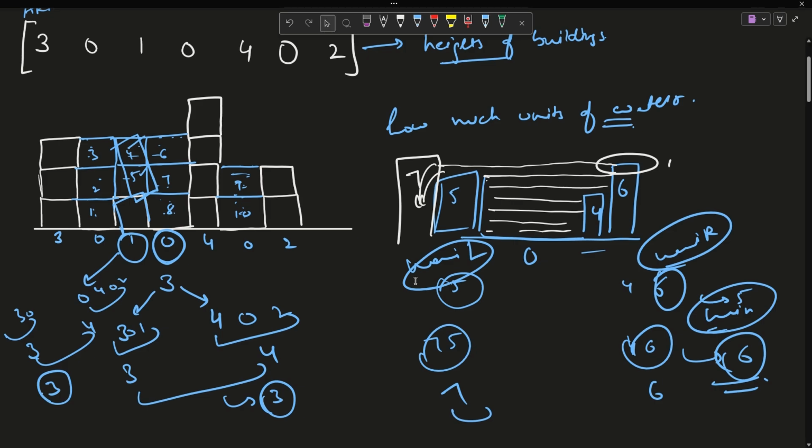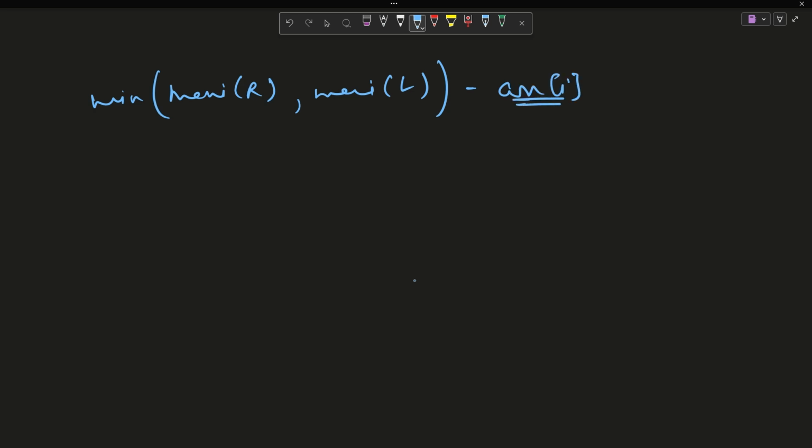So what is actually happening? It is happening something like this: maximum from right, comma, maximum from left. We have to take the minimum of these two and subtract the value, right? Now this value should not go below 0, so we are taking the maximum here also.